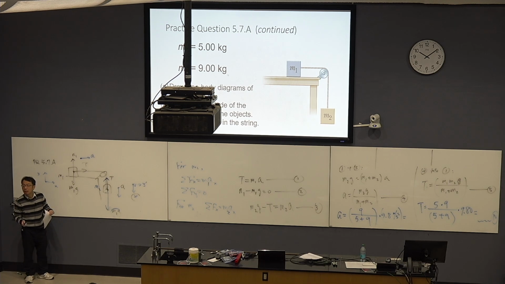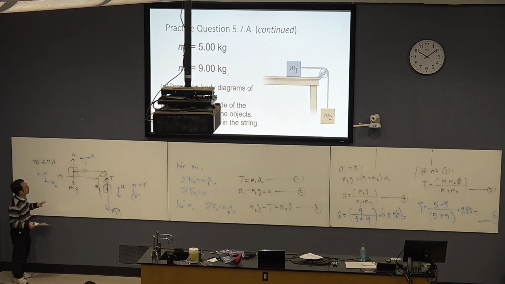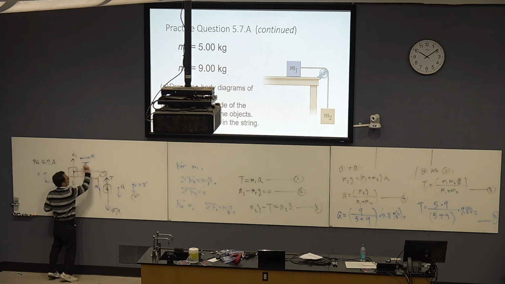Yes, okay. Because acceleration is down, right? Since acceleration is down, if you consider F equals ma for M2, M2G should be larger in magnitude, right? So that's one idea. The other thing is, why is the tension the same in magnitude? Why is tension the same?